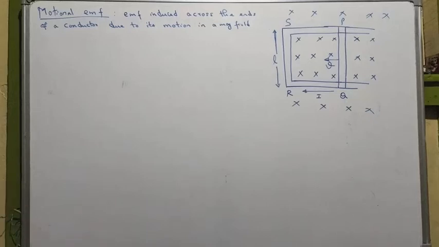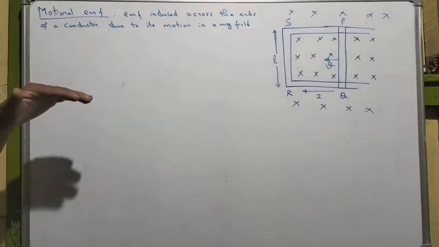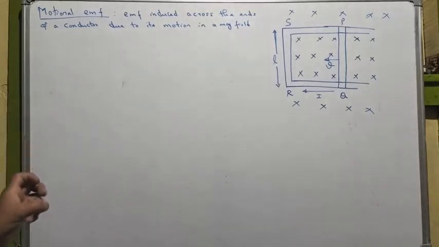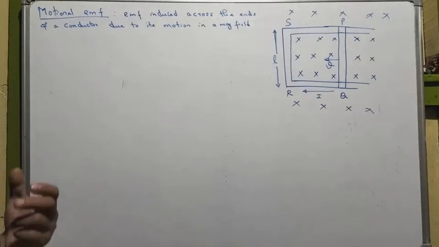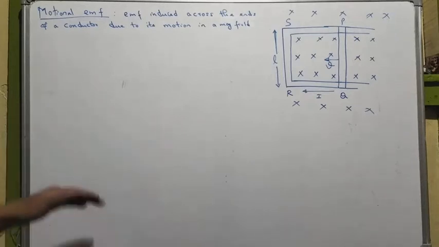Alright, this is another topic from chapter 6, and this topic is about motional EMF. So what do we mean by motional EMF? The EMF which is induced across the ends of a conductor which is moving in a magnetic field, that EMF is known as motional EMF.